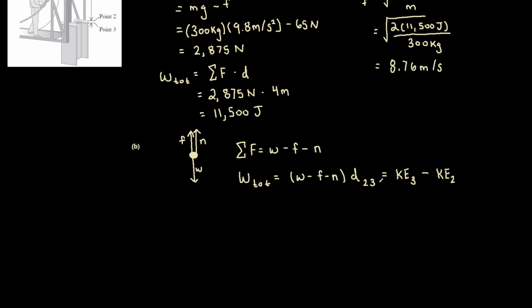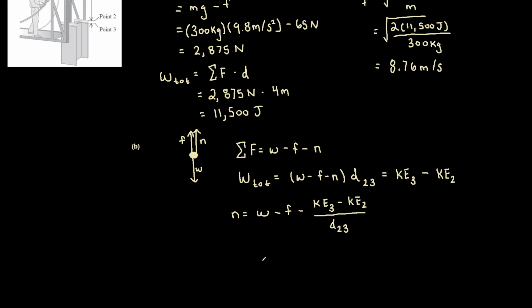So now, let's first isolate the normal force variable and then solve for the normal force. So the normal force is going to equal the weight minus the friction force minus the final kinetic energy, or the kinetic energy at point 3, minus the kinetic energy at point 2, which is the initial kinetic energy, all divided by the displacement from point 2 to point 3. And we can just plug in all the numbers.